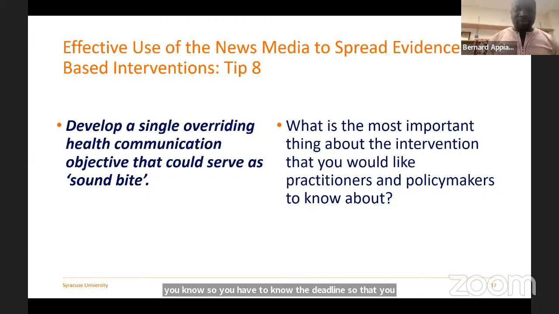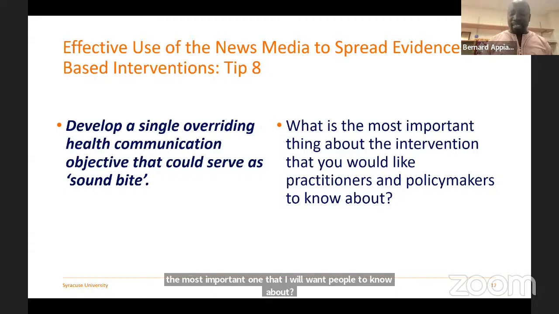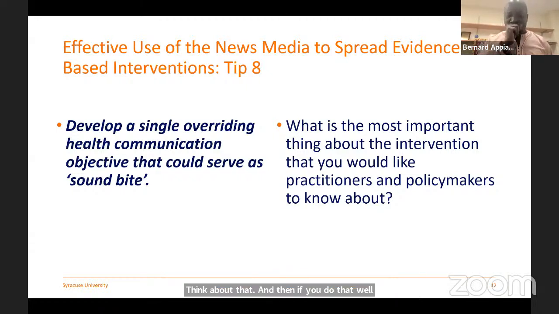Now, you have to develop what you call a single overriding communication objective that could serve as a soundbite. So here, you should focus on the most important thing about the intervention that you would like people and policymakers to know about. So if you are being interviewed for a particular topic, you have to have an idea of all the things you're going to say, what is going to be the most important one that you want people to know about. Think about that, and if you do that well, you will make a great impression.